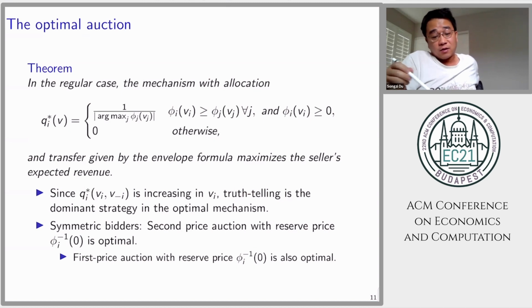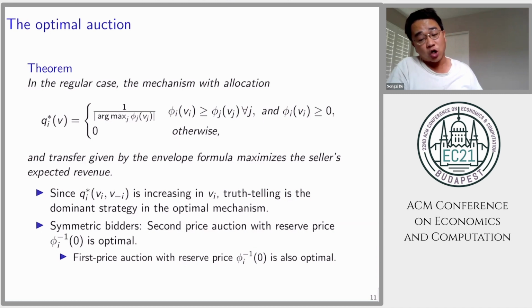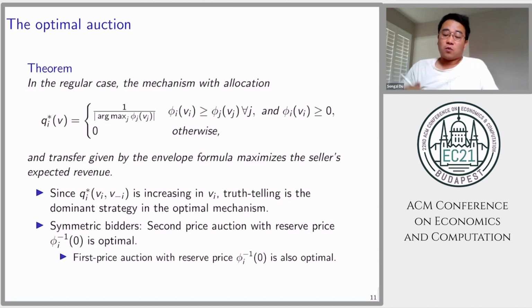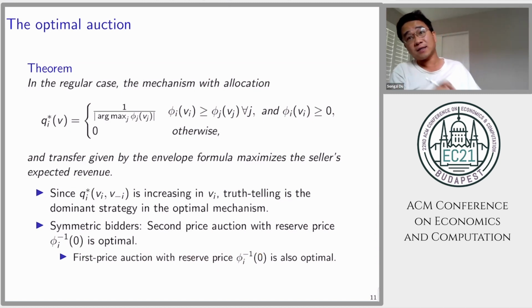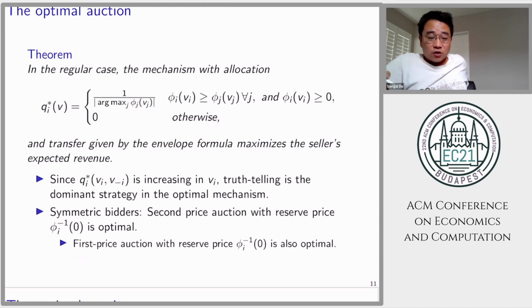And this mechanism, of course, can be implemented as a second price auction with a reserve price equal to the value at which the virtual value is exactly equal to 0. This is not the only implementation. It can also be implemented as a first price auction with the same reserve price, if we think about a first price auction as an indirect mechanism. So everything here is very standard.